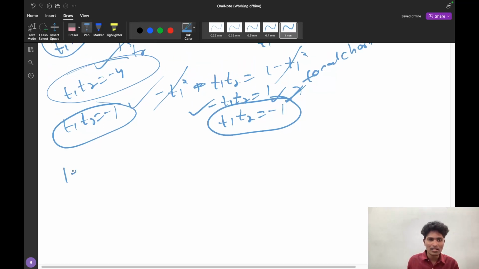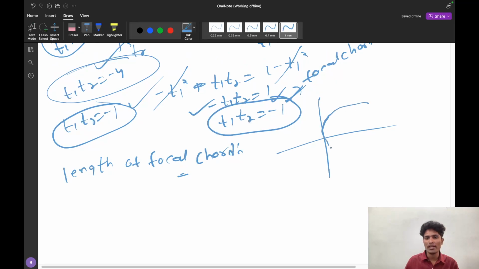Now what is the length of the focal chord? The length of the focal chord we have to find. We already know the parameters, that is at1 square comma 2at1. Another parameter is also known, that is at2 square comma 2at2. And the focus is also known, that is a comma 0. If I find the distance between these two, it is the length.